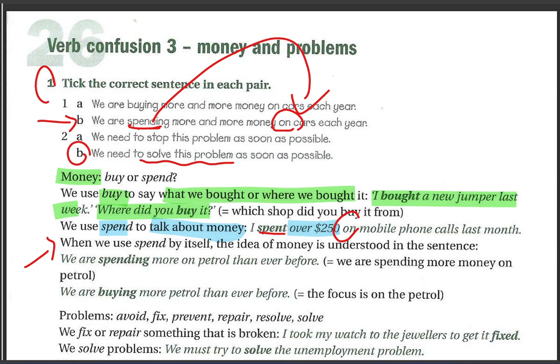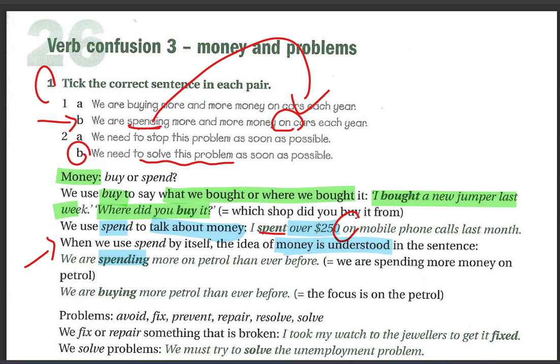Look at here, we are spending more on petrol than ever before. So in here, spend is alone. You don't have money here. But in the meaning of the sentence, you will understand that it means the money. Yes, it can be understood in the sentence.